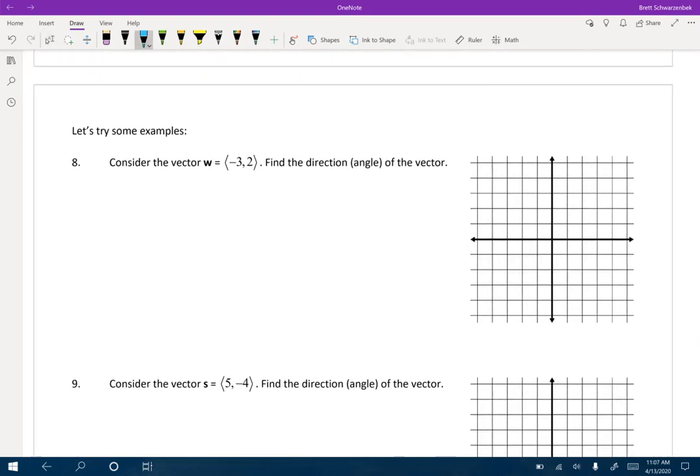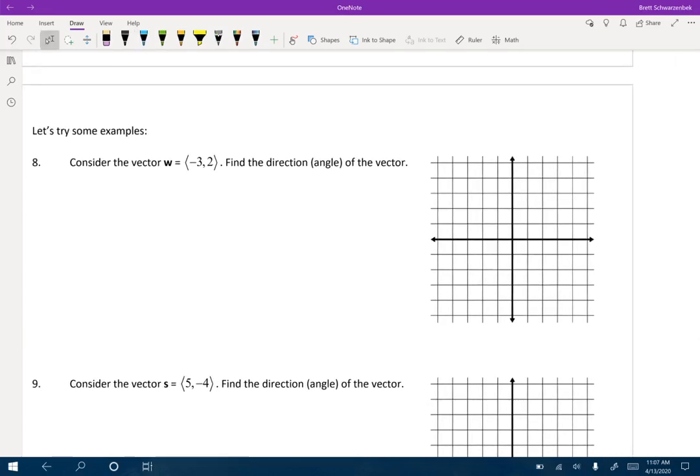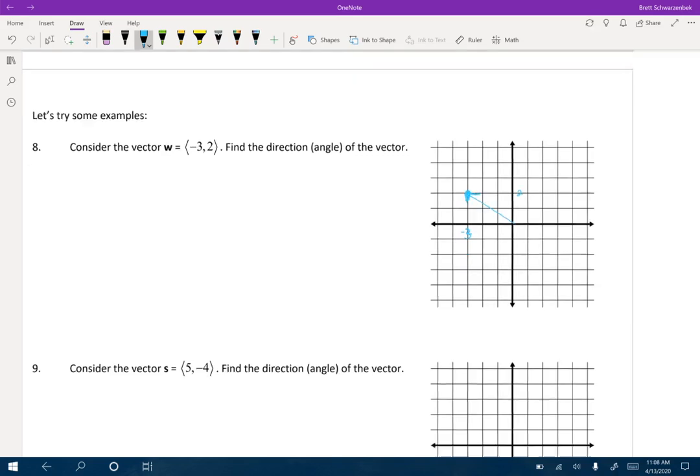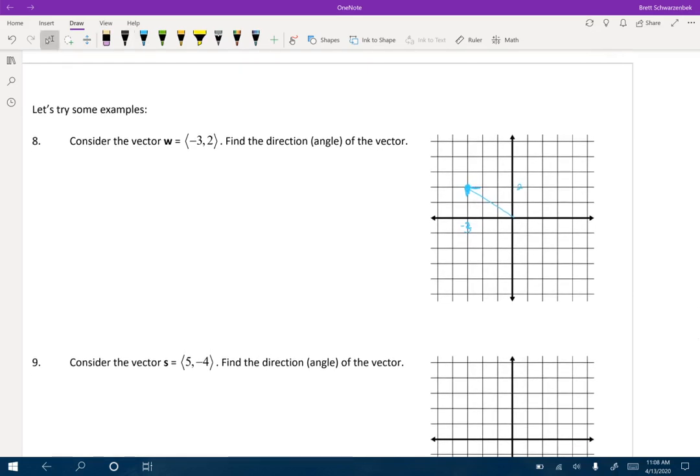Okay, so let's go. It says consider the vector negative 3, 2. Find the direction angle of that vector. I'm going to do quick draws here. So negative 3, this is 2 right here. This would create the vector that looks like this, right? Okay, so that's our vector W. We need to find its direction, which is this. That's going to be the direction angle for this vector.